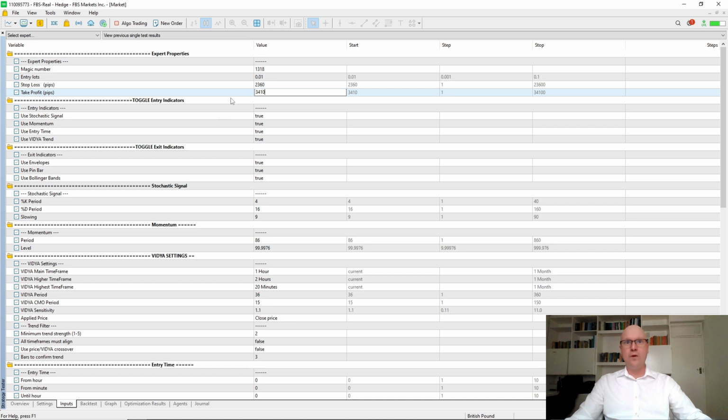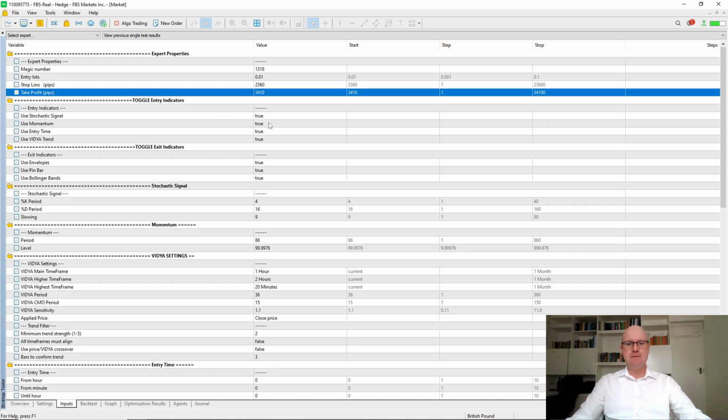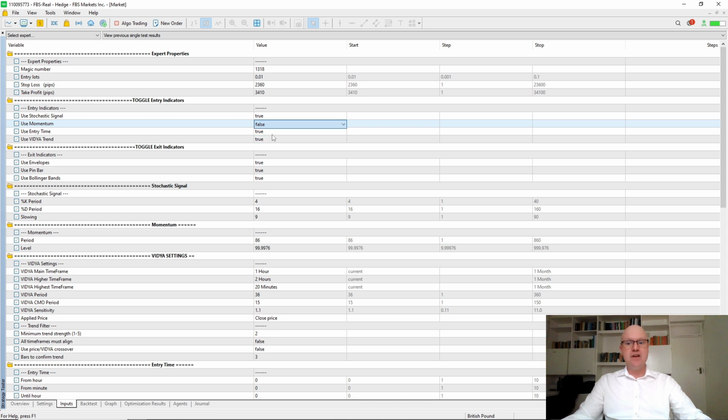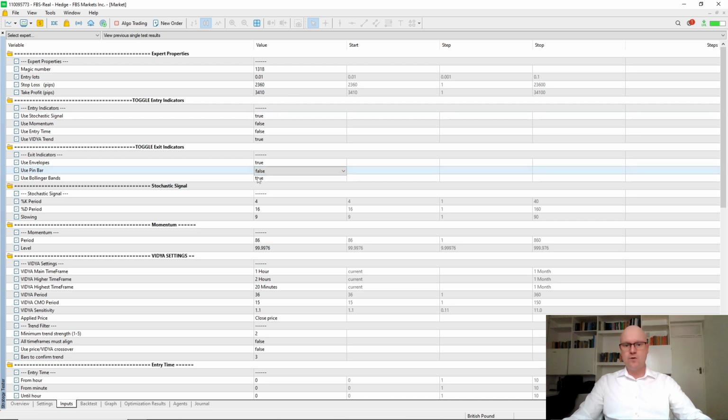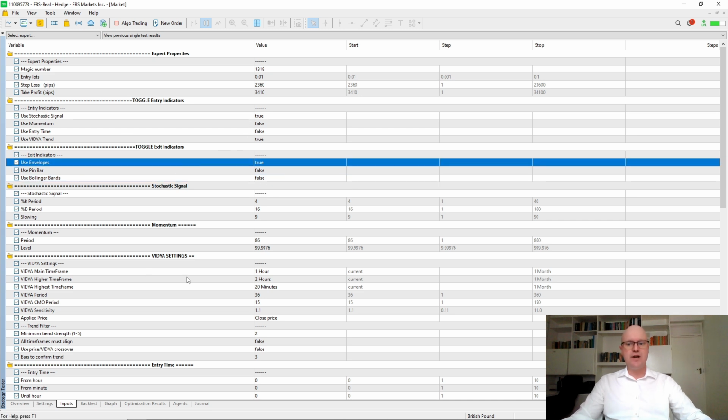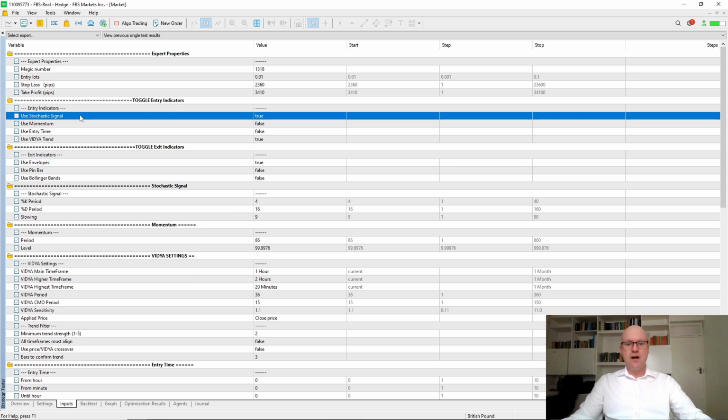This means there will always be a set stop loss and take profit for each trade. Then when it comes to entry criteria, I combined the stochastic signal with the video trend baseline. This gives me a good win percentage of that 73%. Then for exit criteria, because I want to hold the trades as long as possible, I only enabled the envelope bands, which are nice and wide.